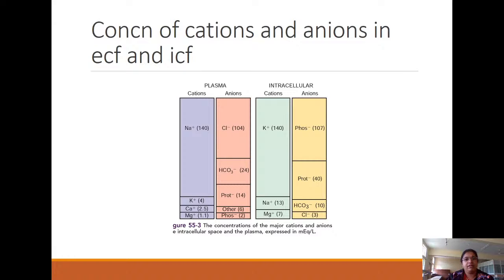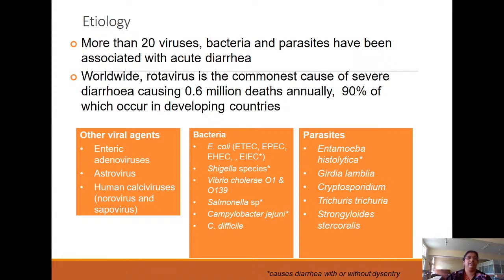Now, where are the plasma anions, cations, and intracellular cations? Predominantly in the plasma, the cation is sodium and the anion is chloride. In the intracellular compartment, potassium is usually the predominant cation. So the losses you will see in diarrhea involve all three, but mostly it will be sodium in the initial phases.